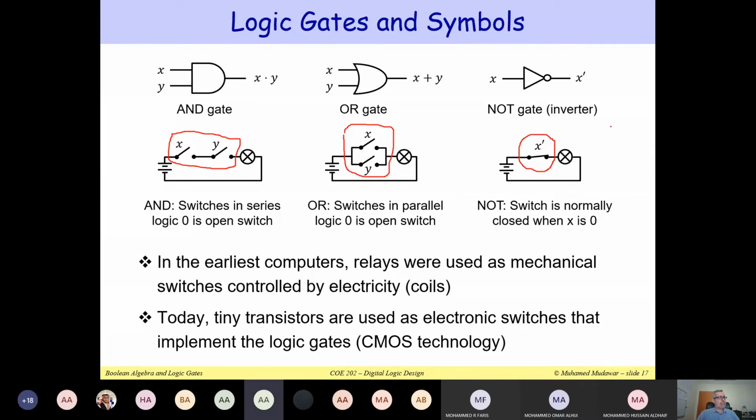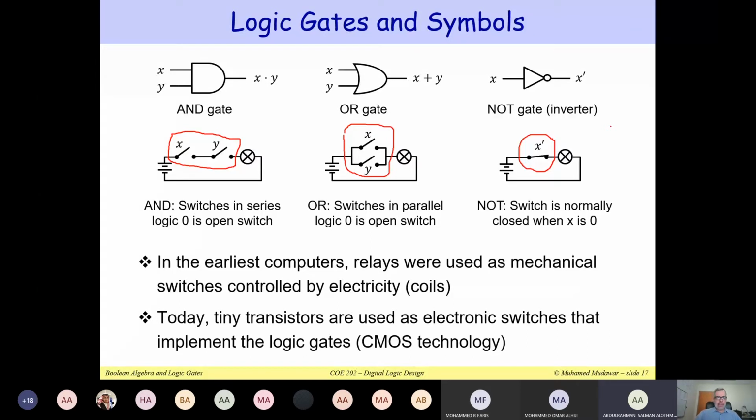Doctor, for the NOT gate, either way, if it's 1 or 0, it doesn't allow the electrical signal to complete the circuit. I'm not sure if I understood your question. So in the case of the OR gate, you are asking about the OR gate, right? The NOT. The NOT gate.